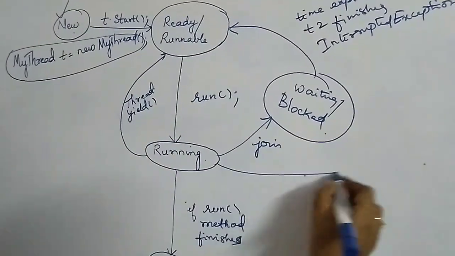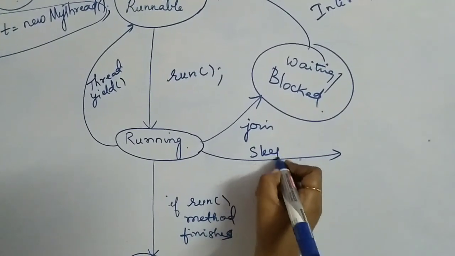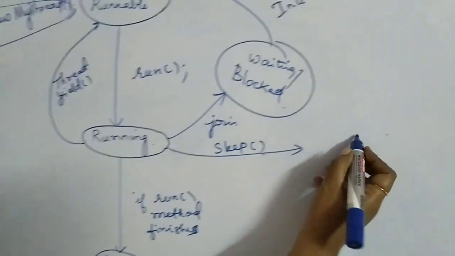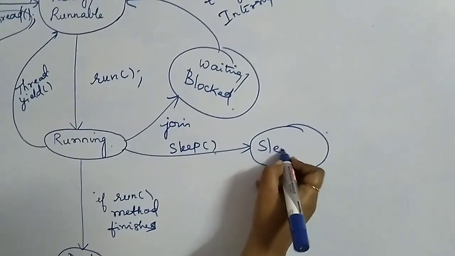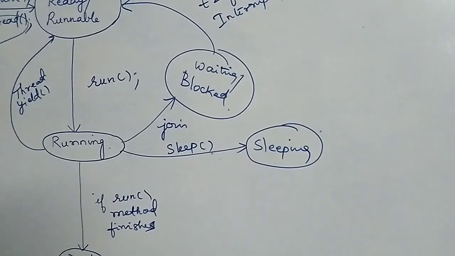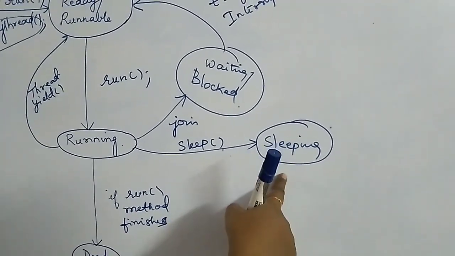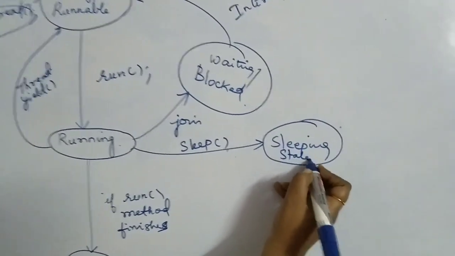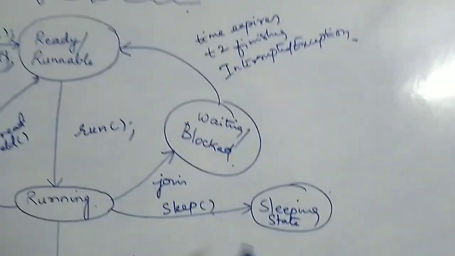So say for example the sleep method is applied on the thread. Then it goes into the sleeping state. So from the sleeping state, when does a thread enter into the ready state?